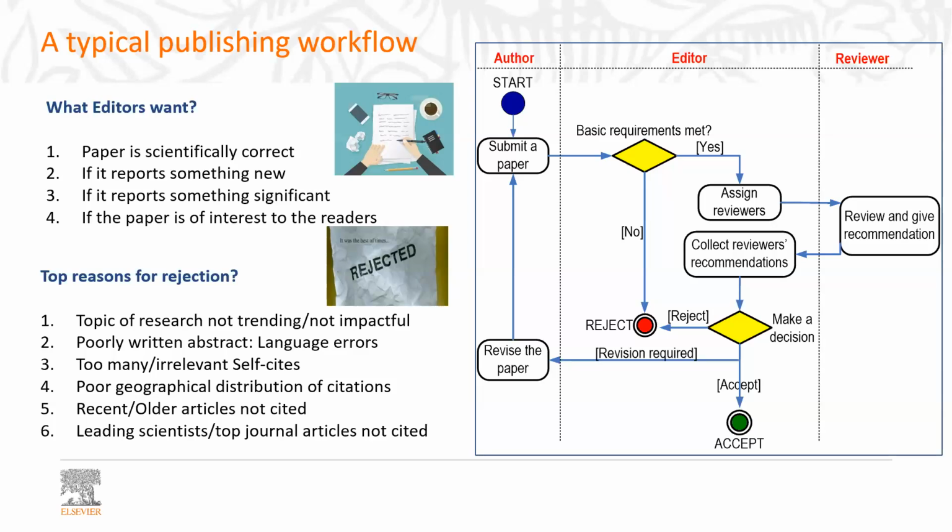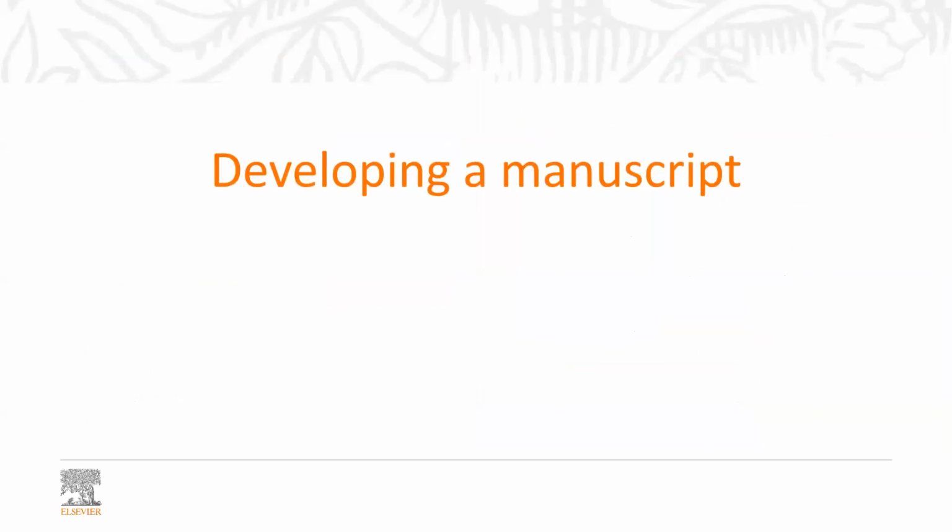Leading scientists, top journals not cited. It's very important that you should be aware of who are the topmost contributors in your subject area, the top scientists, the top writers in your subject area, which journal is the topmost journal in your subject area. So try to put their citations also into your manuscript citation section. That also helps the editor understand that you have a thorough understanding of your subject area.